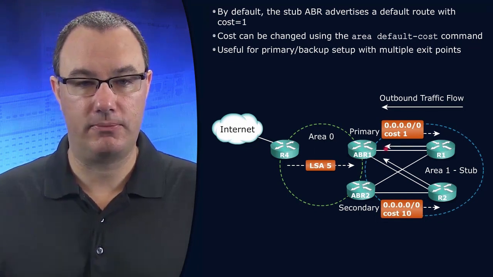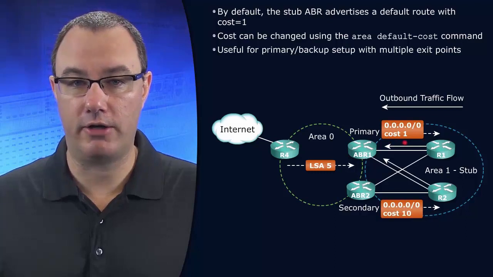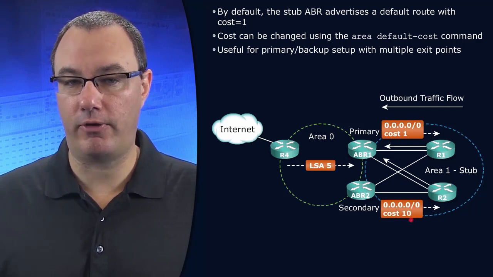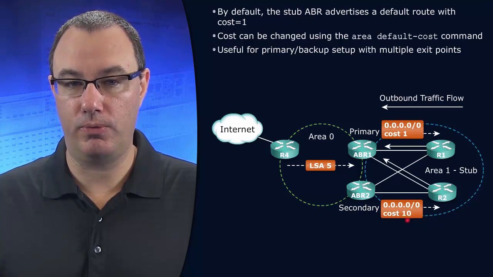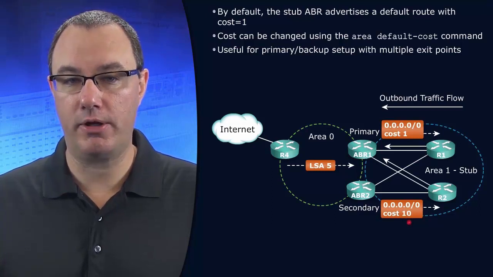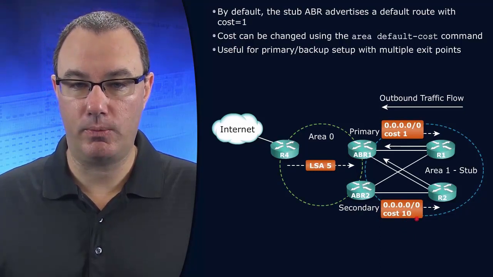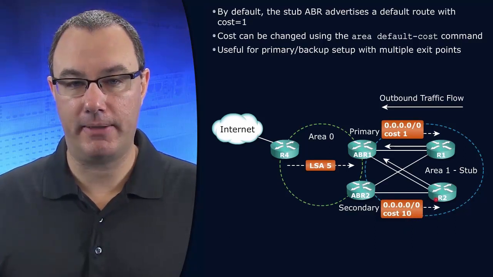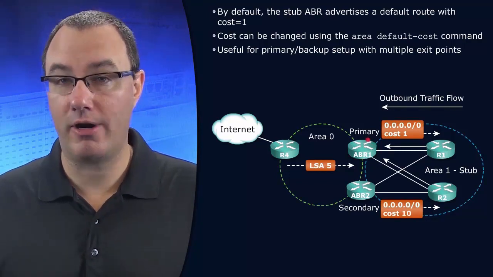But let's review this. If you wanted to, you could say, I'm going to use ABR as my primary, and it's going to use the default cost of 1. My secondary would have a cost of 10. Now, you have to be careful about this, because this is not a very big change to the cost. So if you really wanted to weigh it, I would suggest a larger value than this. But this would be a way that we would inject those inter-area default routes into the stub area, and now allow us to have the lion's share of the load go through the primary.